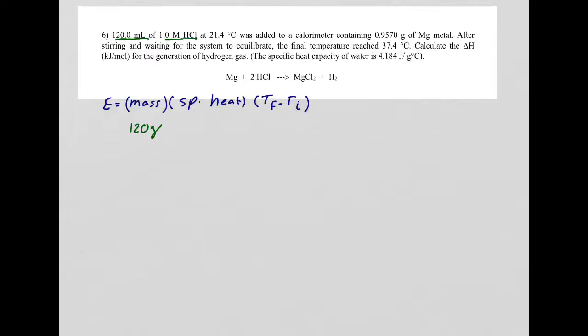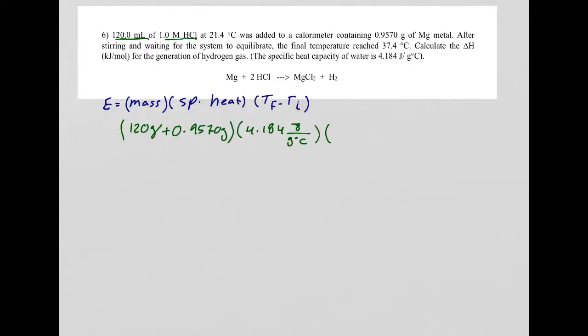Okay, now I also have, I want to do it right, 0.9570 grams of magnesium. I'm going to add up the mass. That's my mass. Specific heat, I can use the specific heat of water. Why? Again, I can use the specific heat of water because this is mainly just water. 1 molar hydrochloric acid is 99% just water, right? Okay, so far so good.